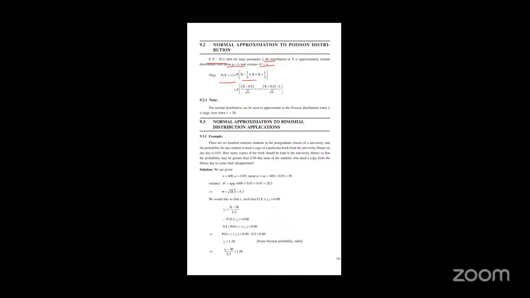So P of X equals x is x minus 1/2 on the left and x plus 1/2 on the right. This can be written in the standard normal format: x minus 0.5 divided by the SD, and here if it is minus, this is plus.